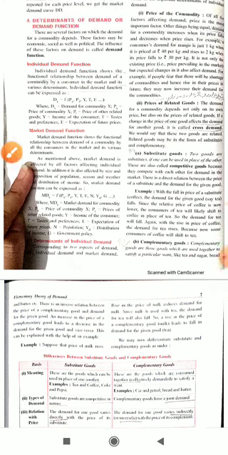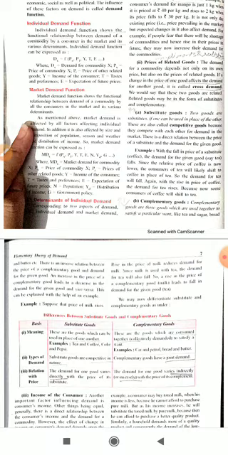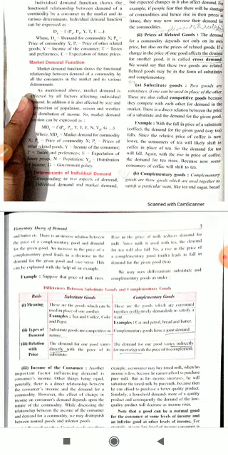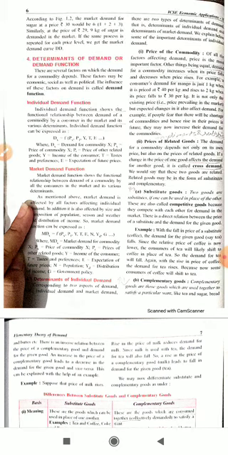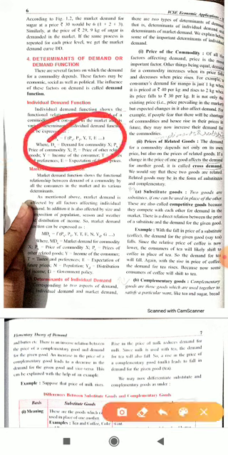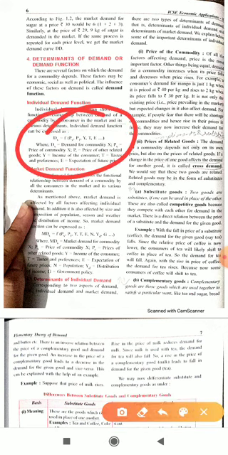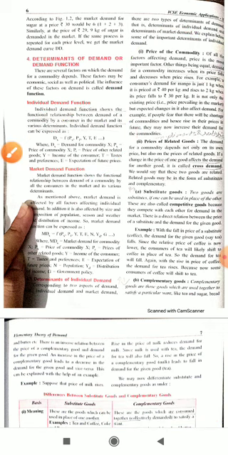Okay students, now move to our next topic, which is determinants of individual demand. What are the determinants of individual demand? If we talk about the determinants of individual demand, the first is the price of the commodity, which we studied in our demand function. Now we are explaining this demand function separately. So the first is the price of the commodity. As we all know, the price of a commodity plays an important role in the determination of demand.